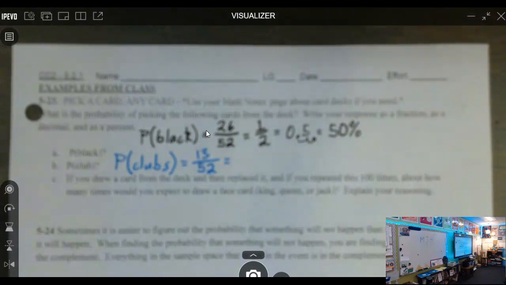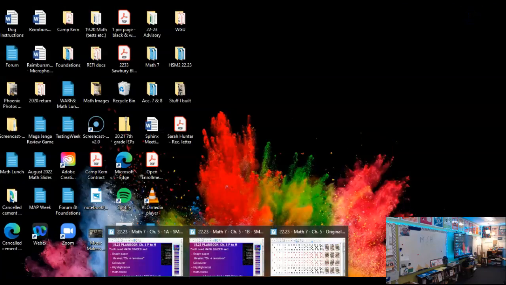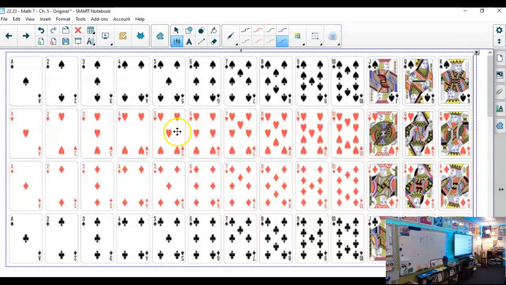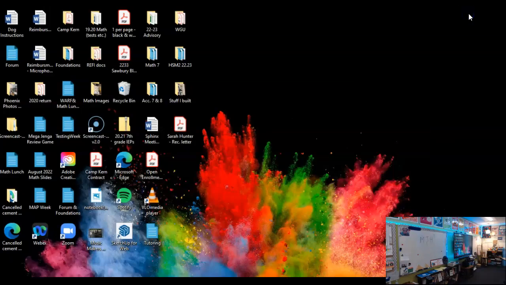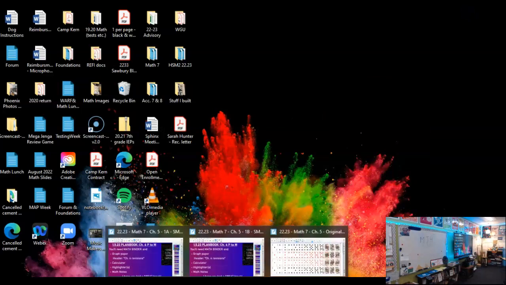Then Misk reduced the fraction, or honestly, they may have just thought about this. Guys, how many suits are there? 4. How many of them are clubs? One of the suits, right? So that's how Misk got to 1/4.